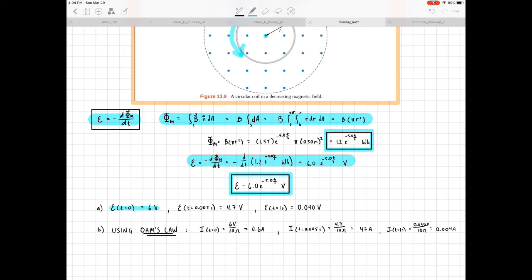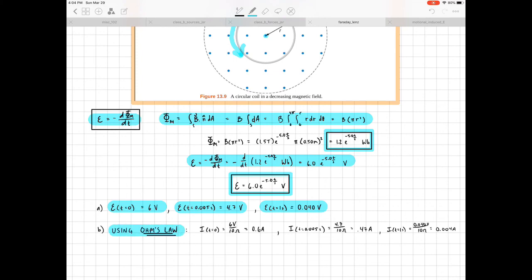So at t equals 0, I get 6 volts. At t equals 0.005 seconds, I get 4.7 volts. And at 1 second, I get 0.04 volts. So at those different times, there's a different EMF induced in the loop.